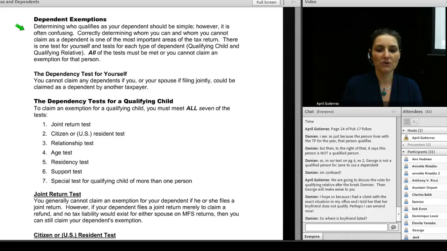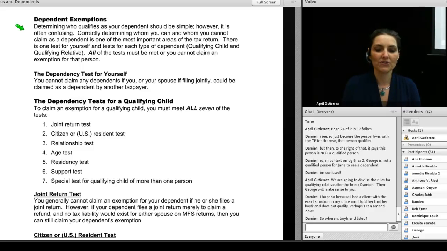So determining who qualifies as your dependent should be simple. However, as we can see in today's class, the only thing I've done is serve to make you even more confused than when you started. I bet before today's class started, you thought dependency was going to be a breeze of a session, a no-brainer. You'd just fall comatose listening to me talk. However, I think I've already shown you that dependency is not simple.